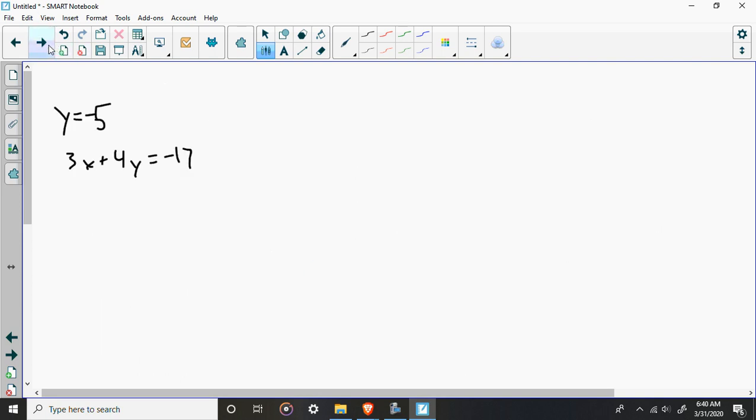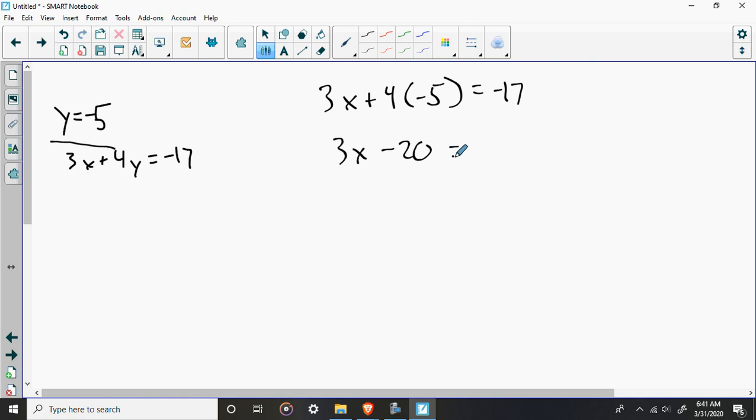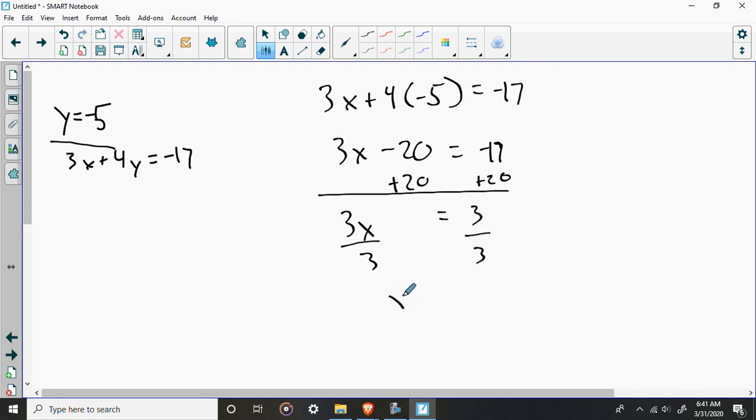All right, and last one. Okay, again, another one. All we got to do is plug in for y -5. So we say 3 times x plus 4 times -5 is equal to -17. 3x. 4 times -5 is going to be -20. Okay. Let's go ahead and add 20 on both sides, right? So we distributed. Now we're adding. Okay. In our last step, let's divide. So x is equal to 1.